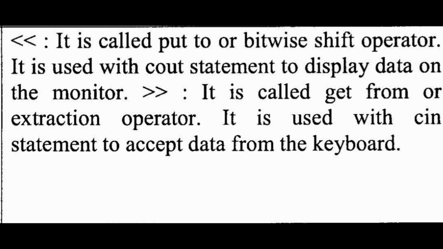Question 5. Give 2 differences between shift and extract operators. Answer. Shift operator: it is called put to or bitwise shift operator. It is used with cout statement to display data on the monitor. Extract operator: it is called get from or extraction operator. It is used with cin statement to accept data from the keyboard.